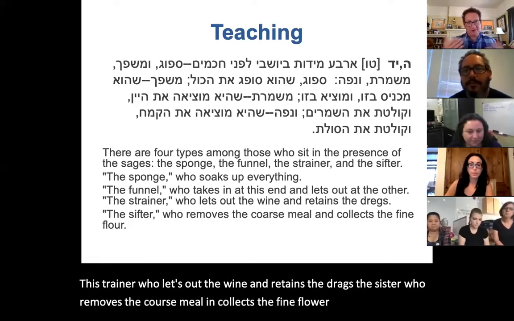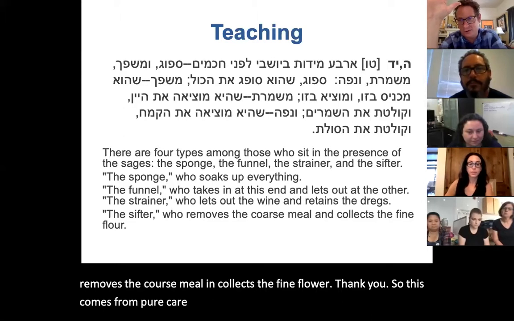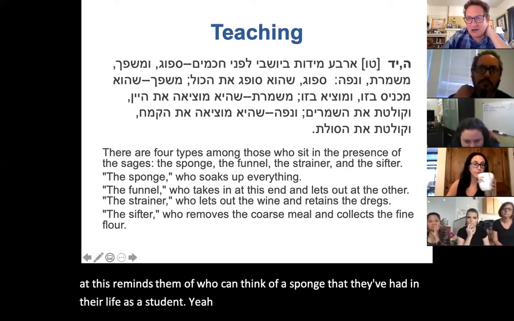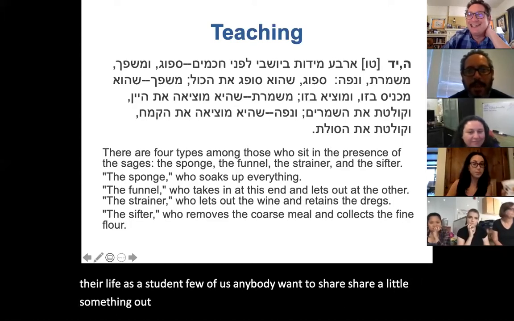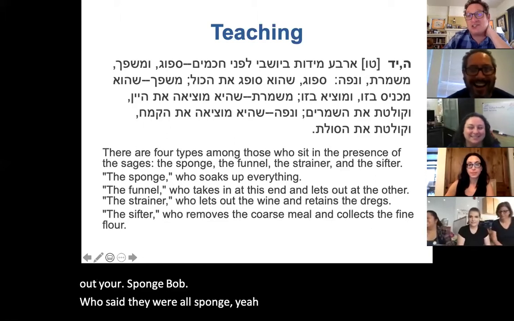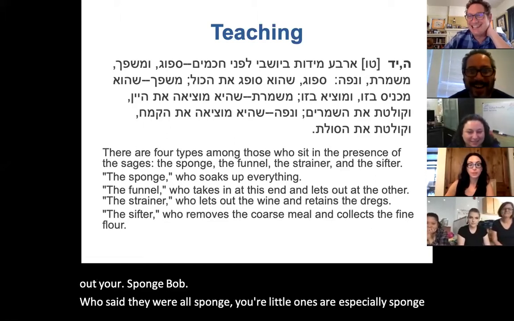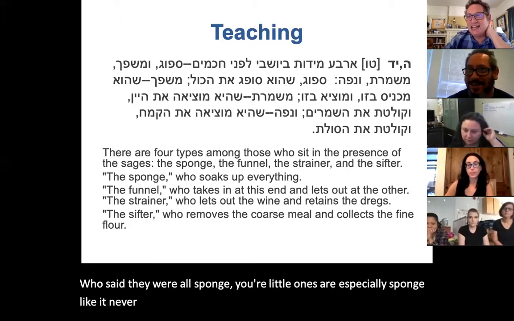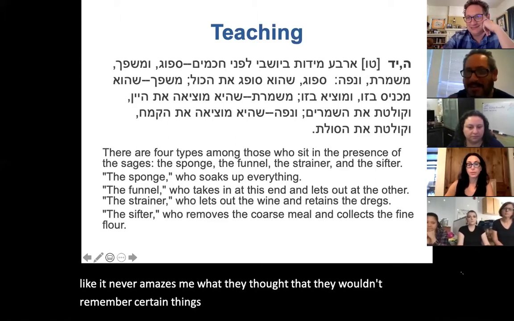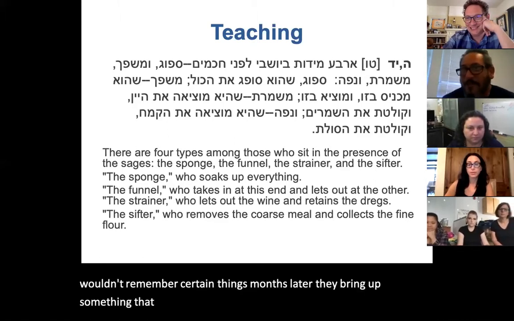Yes. So thank you. So this comes from Pirkei Avot. So who among here has kids or themselves that this reminds them of? Who can think of a sponge that they've had in their life as a student? Yeah, a few of us. Anybody want to share a little something about your sponge, Bob? Well, I'm just going to say they're all sponges. Yeah, you're with the little ones. Little ones are especially sponge-like. Yeah, and it never amazes me what they retain too. Like I've thought that they wouldn't remember certain things, and weeks or even months later they bring up something that happened, and I'm just like, oh wow, it did. They were listening.